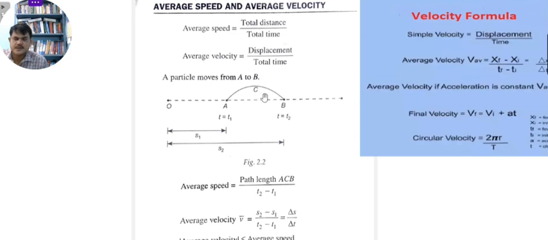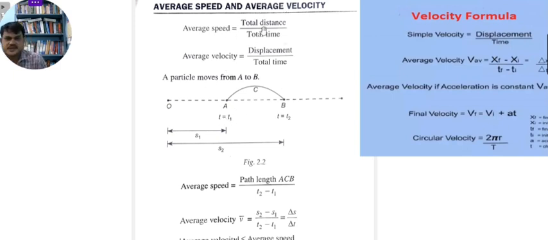Welcome all of you. We are moving on to the average speed and average velocity topics. We have already seen the basic fundamentals about average speed and average velocity. We did enough, and we need to analyze it a little bit further. So we are going into average speed and average velocity, a little bit higher than what we have already seen.